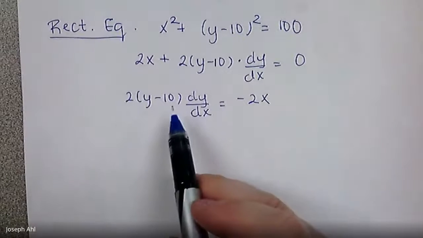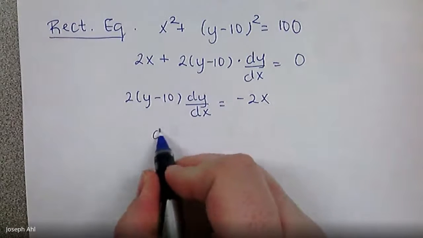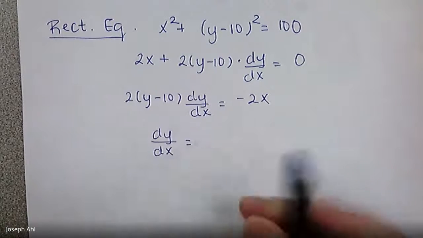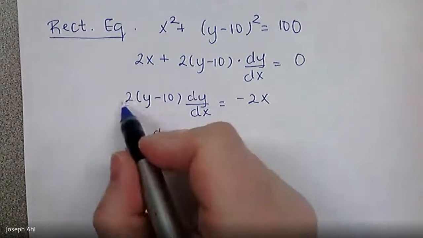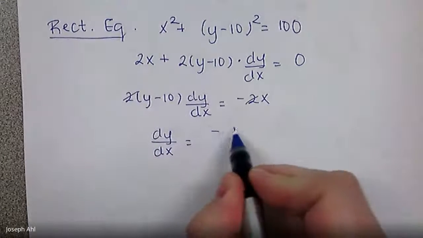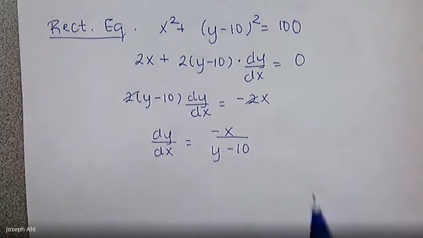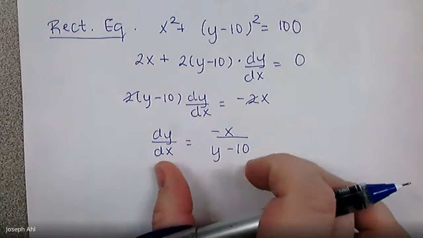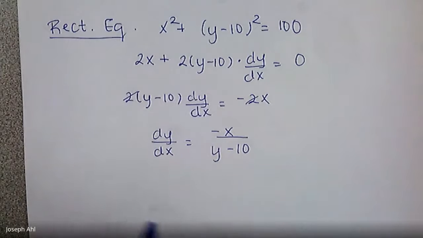All right, last step, let's divide the 2 times (y minus 10) over. So the derivative dy/dx equals, when I divide this over, the 2's would actually cancel, right? So we're going to get a negative x on top and a y minus 10 on the bottom. All right, that's the formula for the slope at any given point on that curve up at the top.